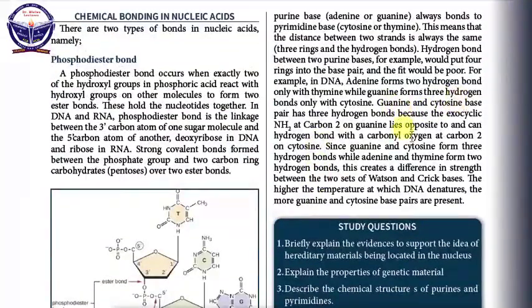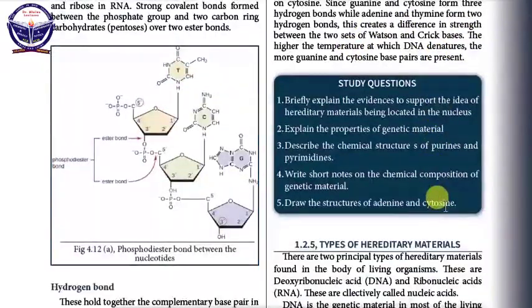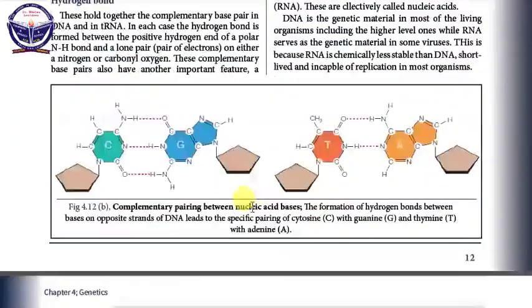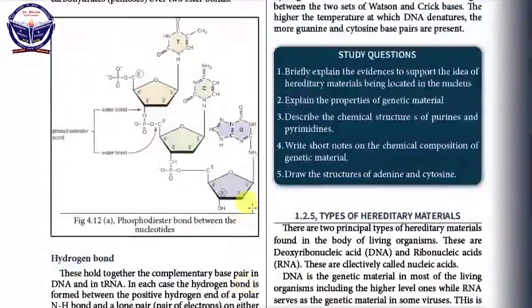Kama ulivyoambiwa hapo, guanine and cytosine base pair with 3 hydrogen bonds because the exocyclic amine at carbon 2 on guanine lies opposite to and can hydrogen bond with a carbonyl oxygen at carbon 2 on cytosine. Since guanine and cytosine form 3 hydrogen bonds, while adenine and thymine form 2, this creates a difference in strength between the two sets of Watson and Crick bases. The higher the temperature at which DNA denatures, the more guanine and cytosine base pairs are present. Kwa guanine na cytosine base pair zinavyokuwa nyingi, ndivyo ambavyo hii DNA itakuwa inadenature katika temperature kubwa.